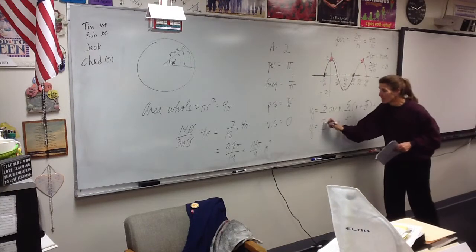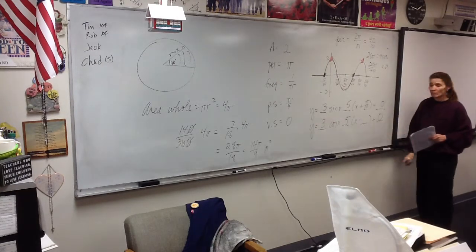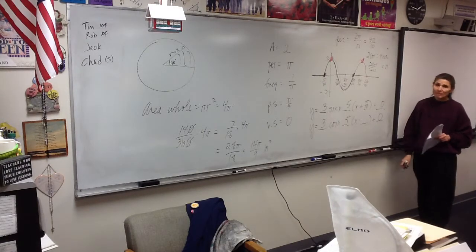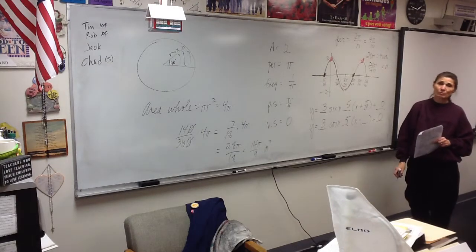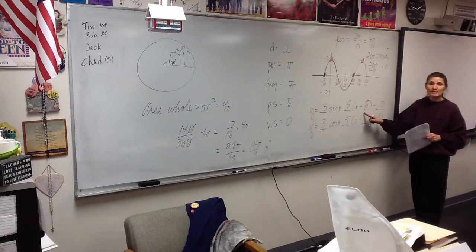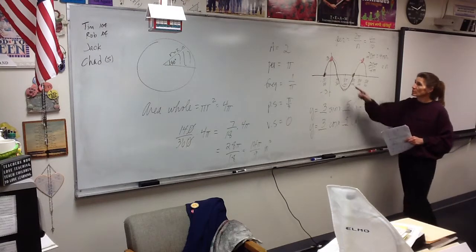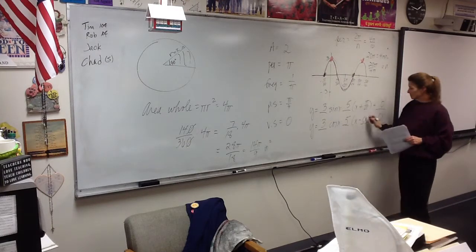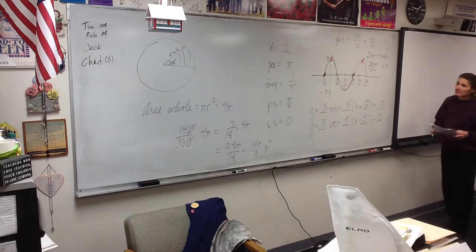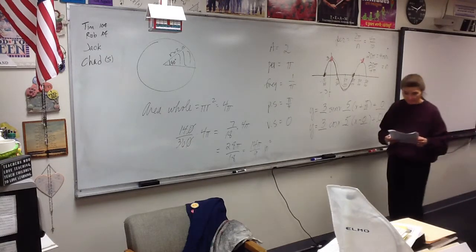It has the same amplitude. It has the same vertical shift. The only difference is if you're going red dot to red dot, you're not starting at negative pi over 10, you are starting at 0. So there is your cosine curve.